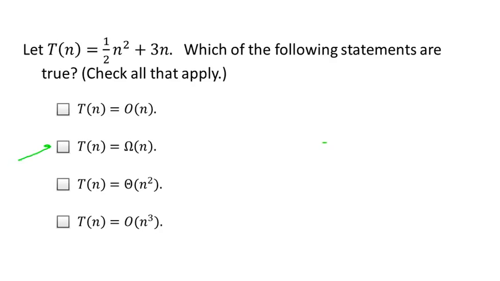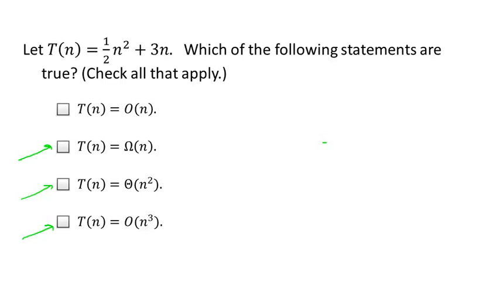So the final three responses are all correct. And I hope the high-level intuition for y is fairly clear. T of n is definitely a quadratic function. We know that the linear term doesn't matter much as n grows large. So since it has quadratic growth, then the third response should be correct. It's theta of n squared.